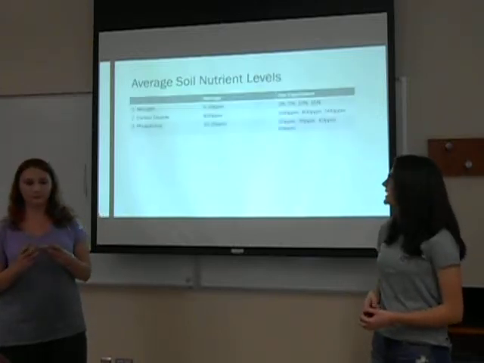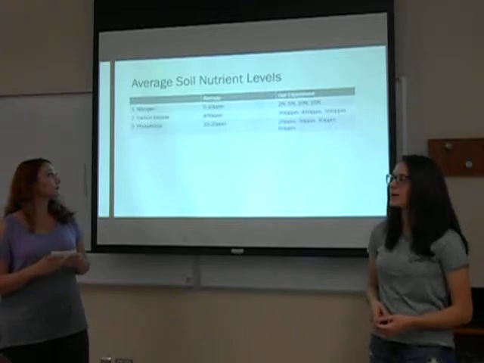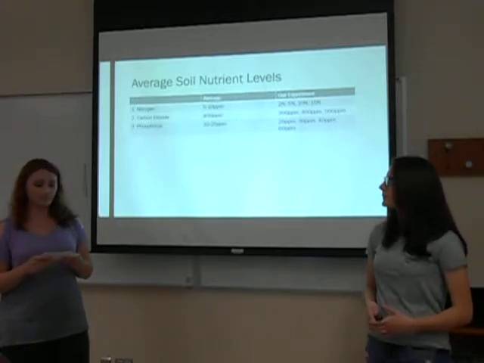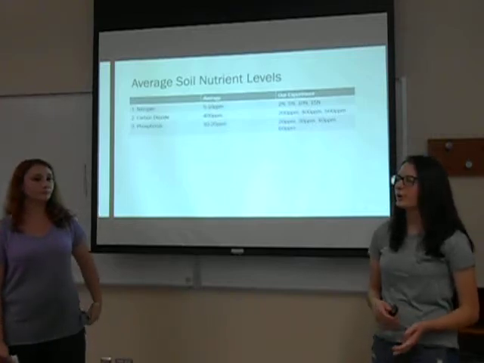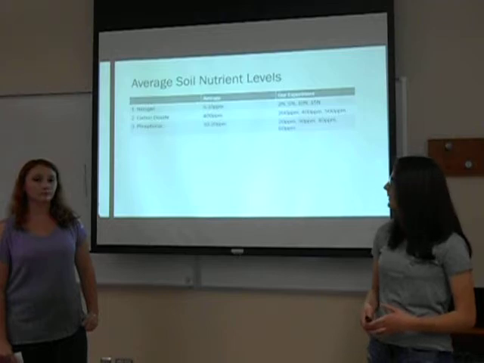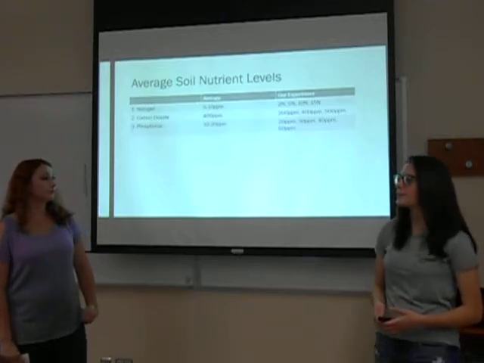So this chart shows the average amount of soil nutrients and what we would like to test. For nitrogen, the average is about 5 to 10 parts per million. We would like to go below, use the average, and then also above the average to show both sides of the spectrum. So we want to test 2, 5, and 10.